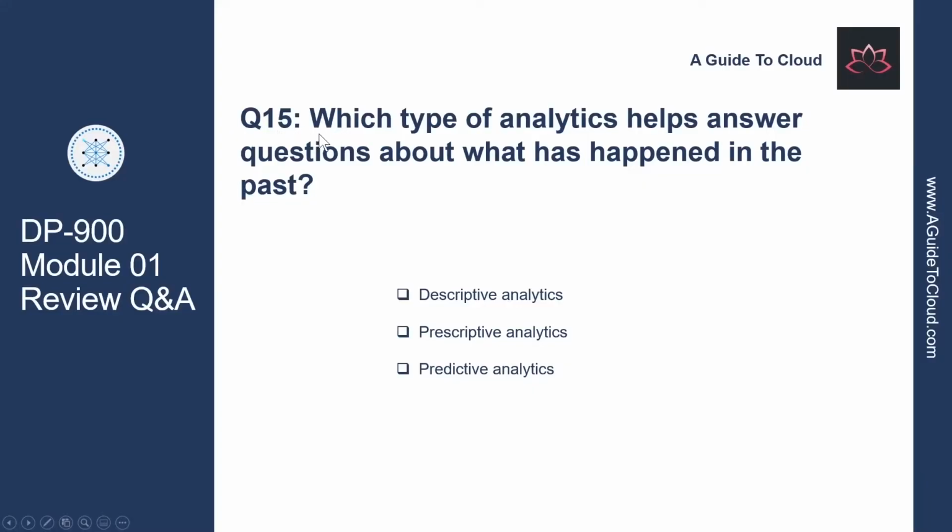Let's look at the last question. Which type of analytics helps answer questions about what has happened in the past? Is it predictive analytics? No. Is it prescriptive analytics? Definitely not. So the correct answer is descriptive analytics. Descriptive analytics help answer questions about what happened.